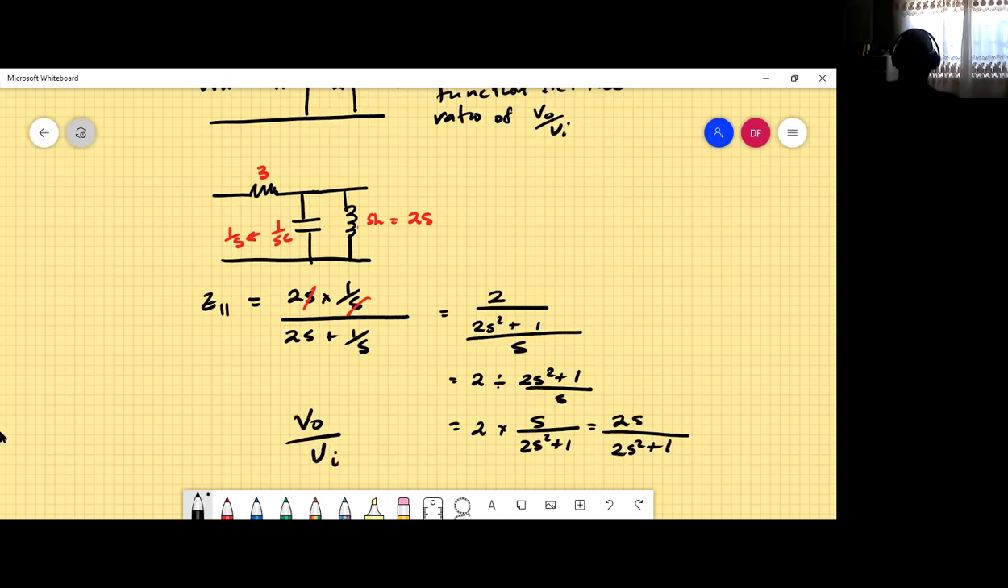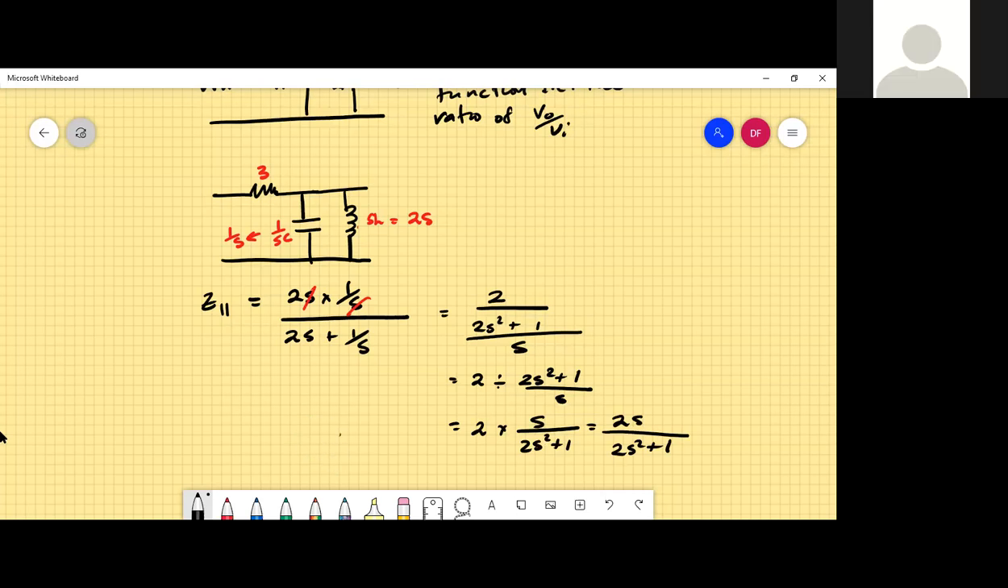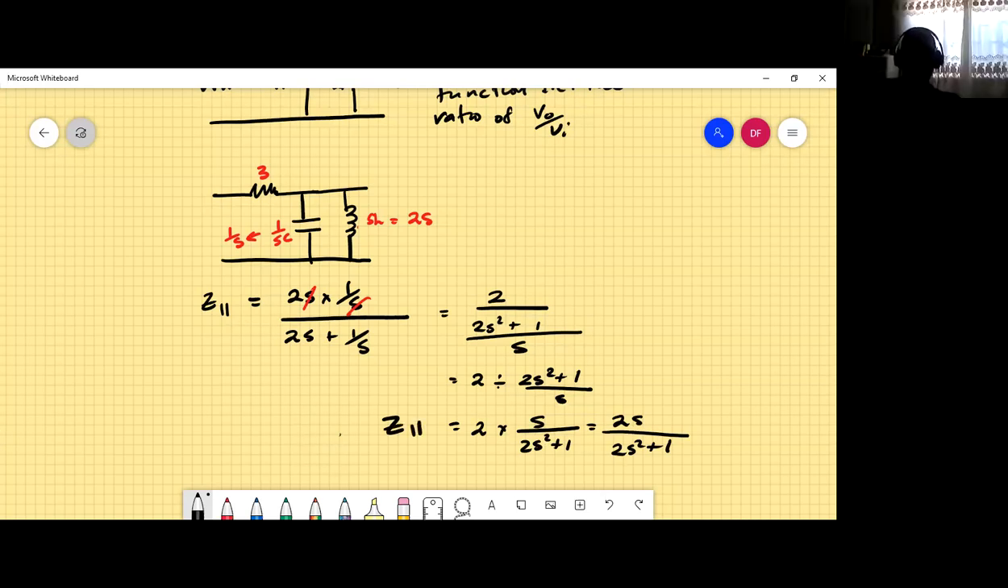Isn't that the impedance of the parallel between? For the parallel section? Yes, sir.